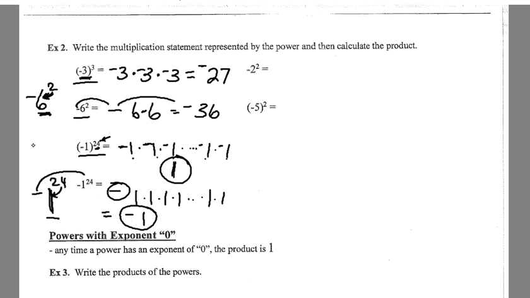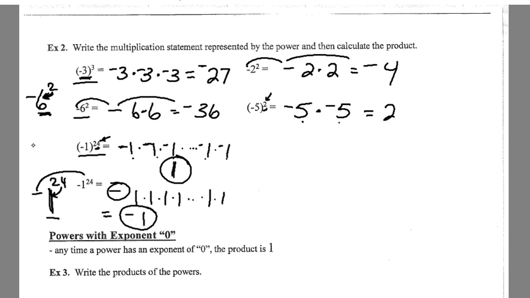Second column up here, negative 2 squared, no bracket, so the negative stays out front. Negative 2 times 2, which means it's a negative 4. And the last one, negative 5 in brackets, squared, directly beside the 2 is a bracket, so everything in the bracket is the base, which is negative 5, and the exponent tells us it's a factor twice. Negative 5 times negative 5 is positive 25.